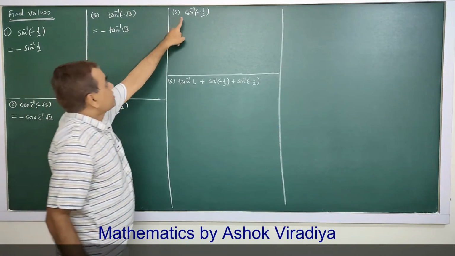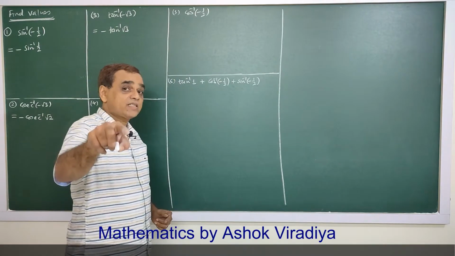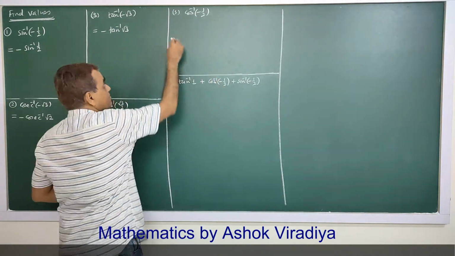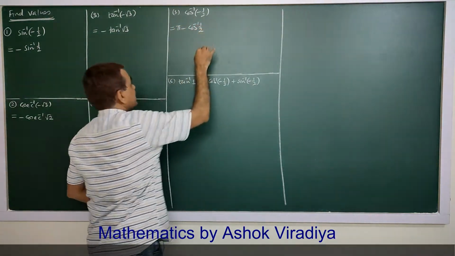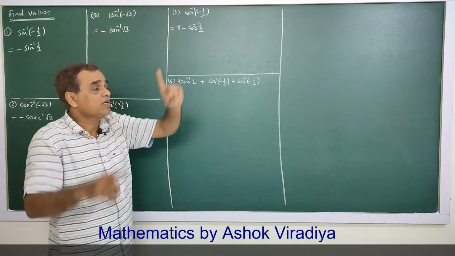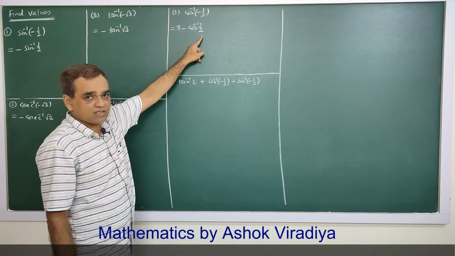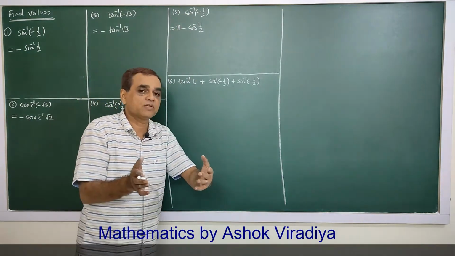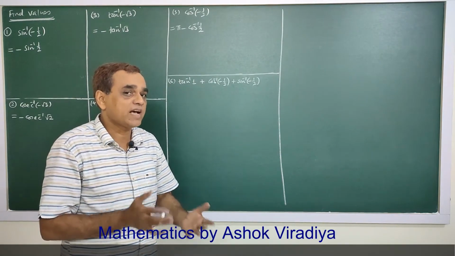Cos inverse, here cos inverse is working on a negative. Cos inverse minus x is not minus cos inverse x, but cos inverse minus x is pi minus cos inverse x. If a sec inverse is given, then also sec inverse minus x is pi minus sec inverse x. If cot inverse is given, then also we do the same. Cot inverse minus x is pi minus cot inverse x.